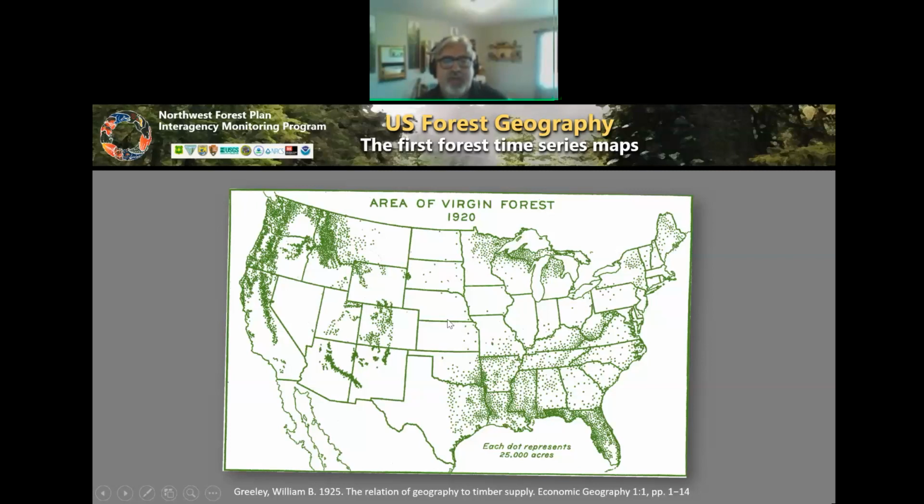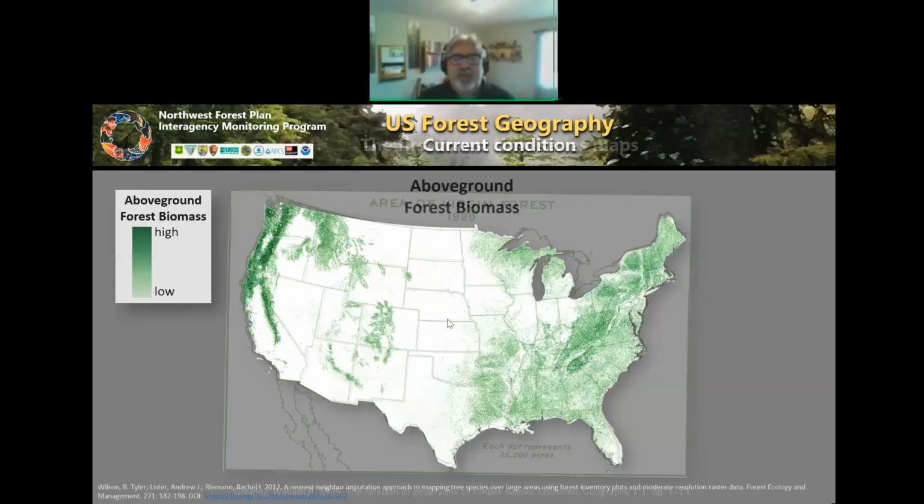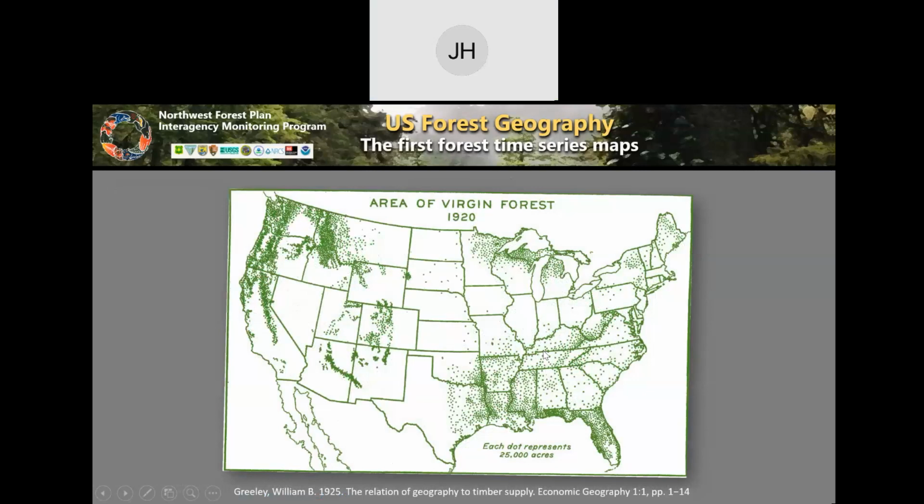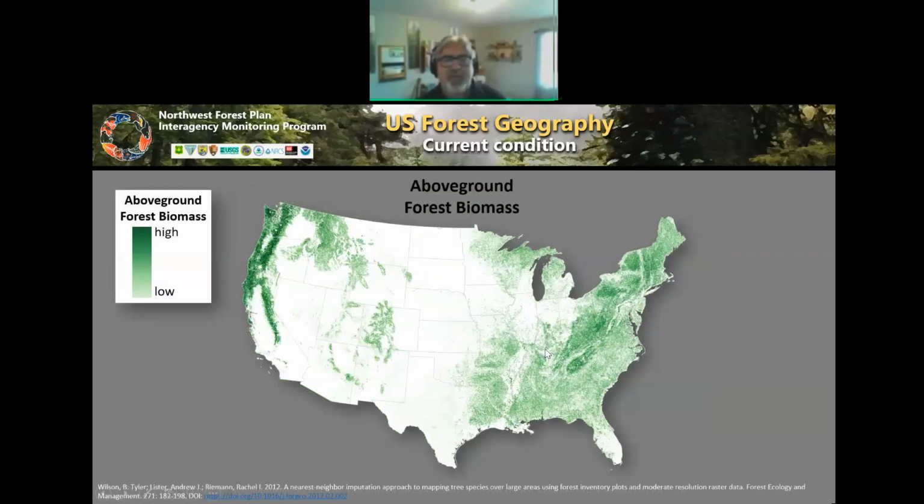I'm going to jump to the results of that, and this is a map based on satellites, MODIS, moderate resolution satellite, and FIA forest inventory and analysis plot data. So this is what we're using today to monitor forests. You can see that the map from 1925, done with all that technology, actually looks pretty similar to the map of today.